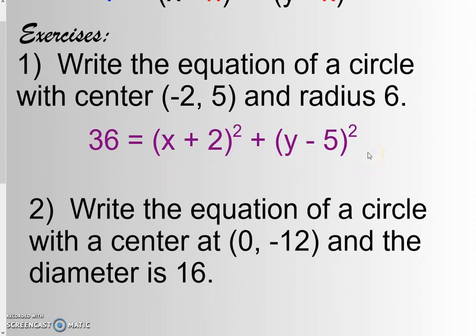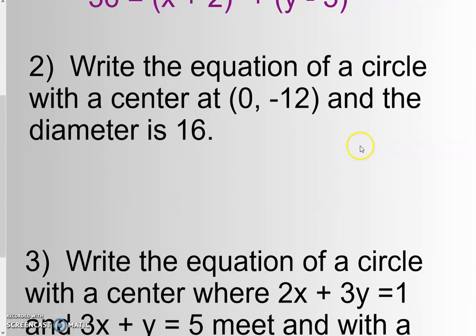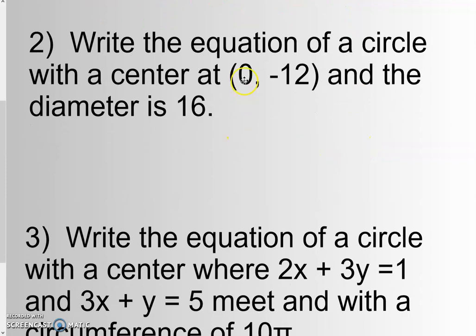Let's do another exercise. Number 2, write the equation of a circle with a center at 0, negative 12, and the diameter is 16. So pause the video, write down what you think it would be, and come back and check. Hey, welcome back. Did you pause it? And did you write this down? x minus 0, or just x squared, plus y minus negative 12, quantity squared, equals the radius squared. And if the diameter is 16, we know the radius would be 8. So 8 squared is 64.